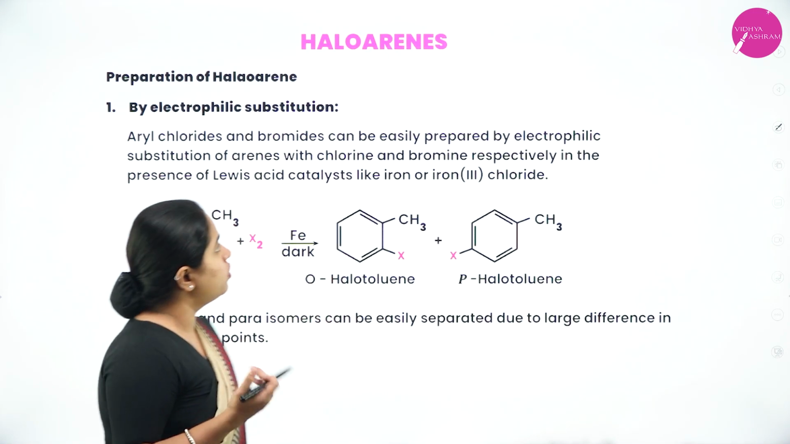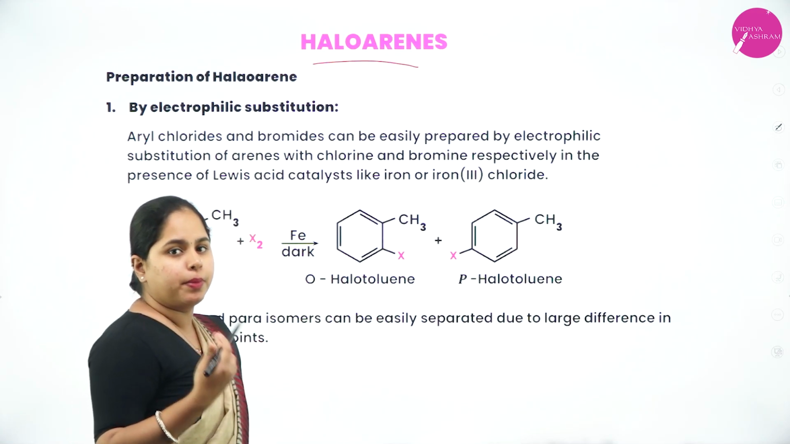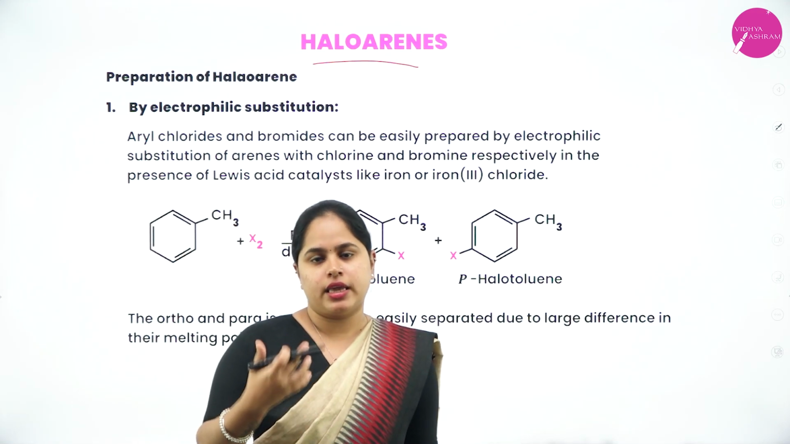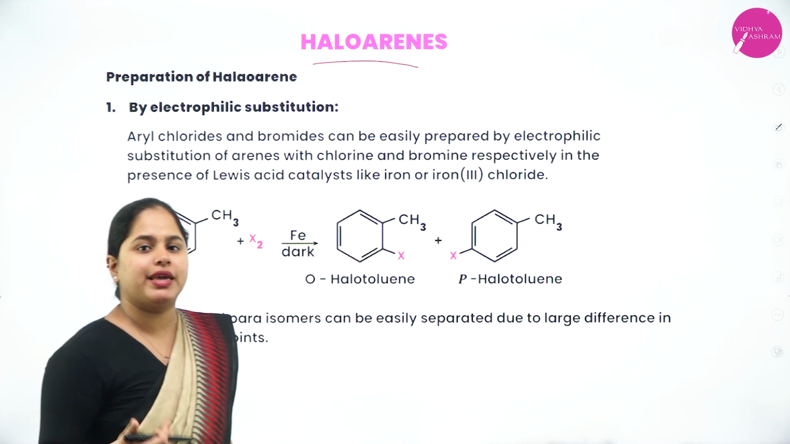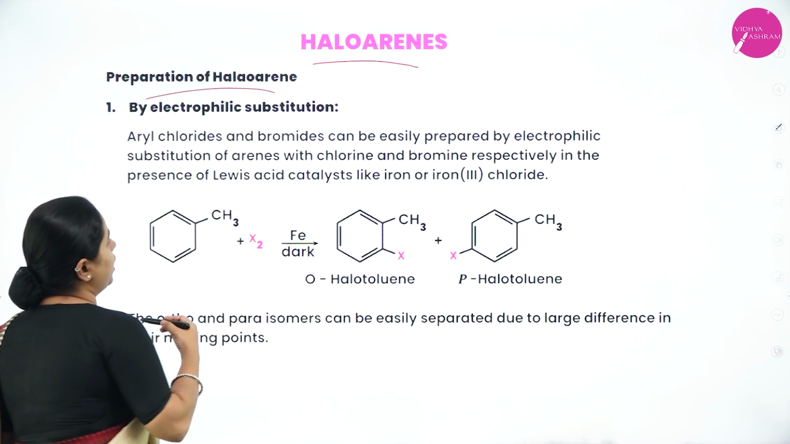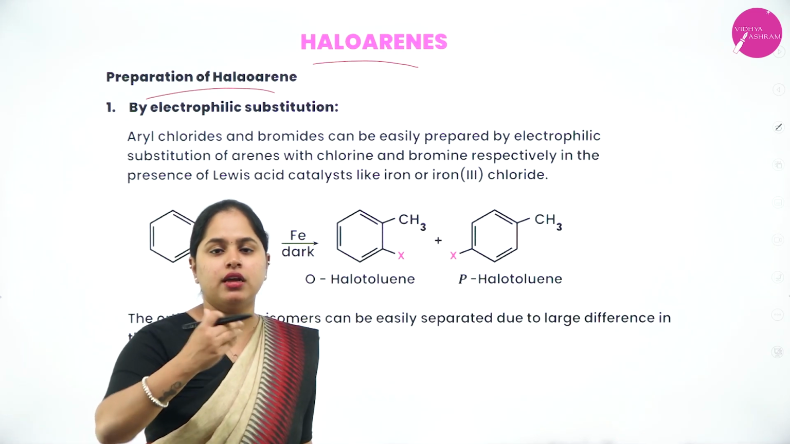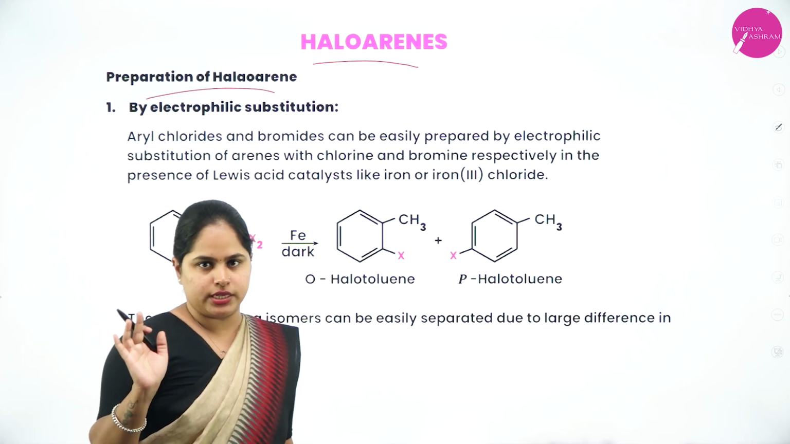Now we are going to study about haloarenes. First we will be studying the preparation of haloarenes, then the chemical properties, that is various chemical reactions of haloarenes. Okay. So first, preparation of haloarene. What is haloarene? In an aromatic group, the hydrogen is being replaced by a halogen atom, right?